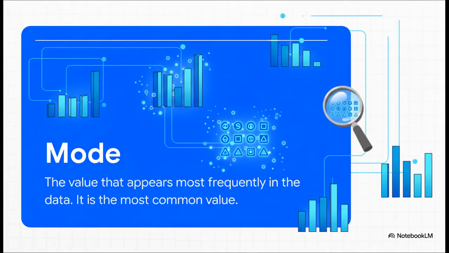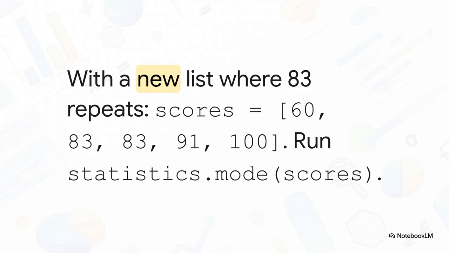And finally, we have the mode. This one is super straightforward. It just tells you which number shows up most often. It's the most popular value in the set. Now you might have noticed our first list of scores didn't have any repeating numbers. That means it has no mode. So, to actually see this function work, let's use a new list where the number 83 appears twice. When we run statistics.mode on this new list, it correctly tells us that 83 is the most common score.